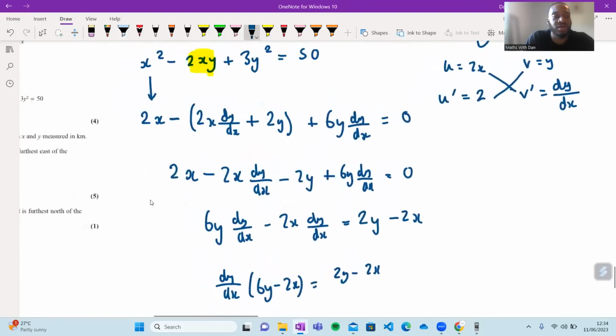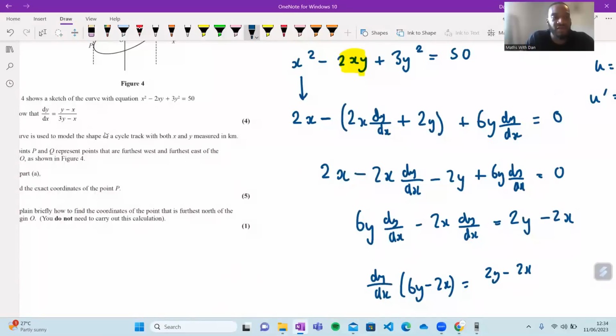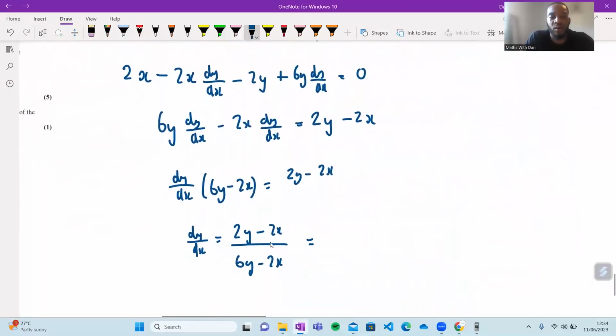They wanted it simplified with the constants, didn't they? All of these have a common factor of 2. So we can just say (y minus x) over (3y minus x).